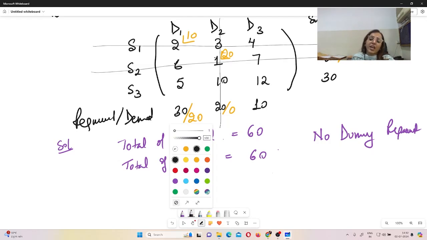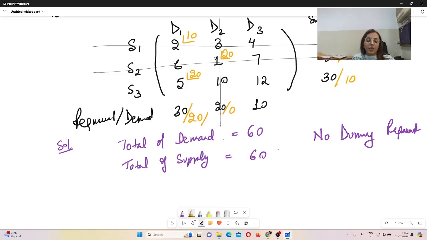Right. Now again we have to find out the least one. Least one is now the 5 and the 12. So from 5 and 12, the least one is 5. Give the allocation. How much allocation can we give? 20. Right. So pending over here will be 10 and the 20 will become 0.